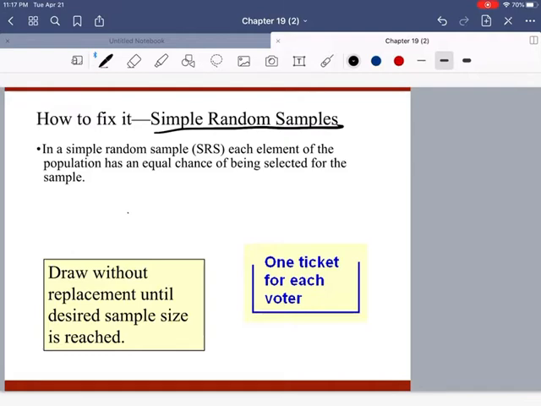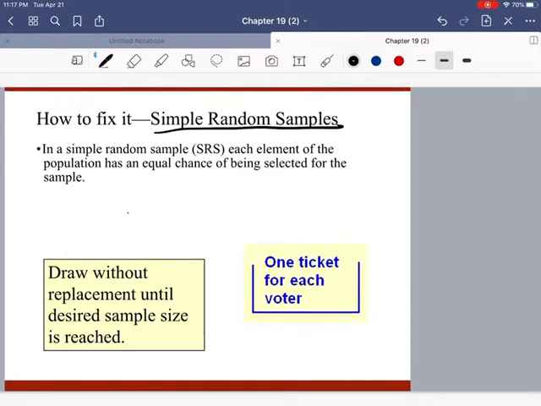And one way to do that is, let's say we're sampling all seniors at Green Canyon High. We can take every single one of the seniors, put a name on a ticket, and then randomly draw out 100 of the seniors to sample.